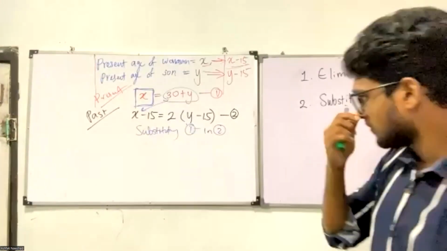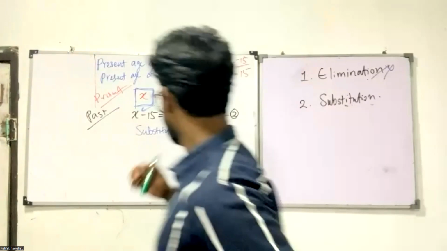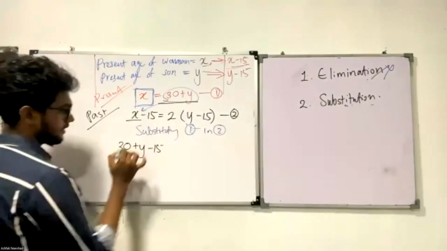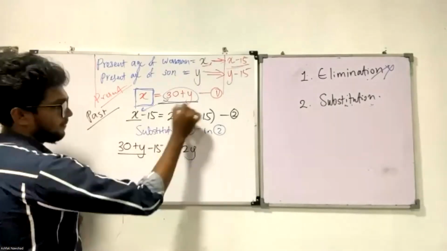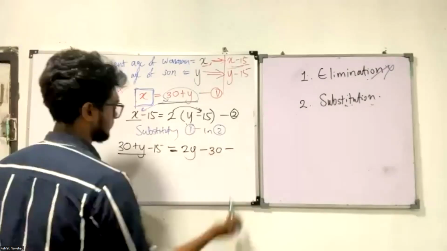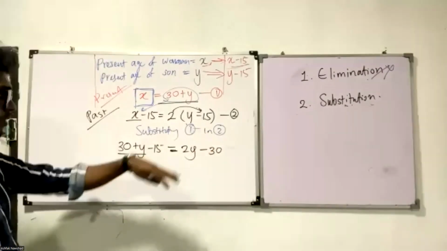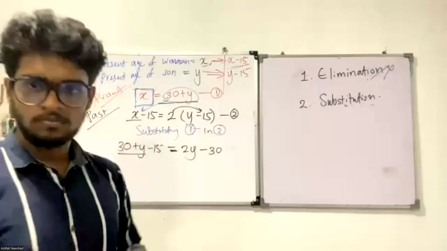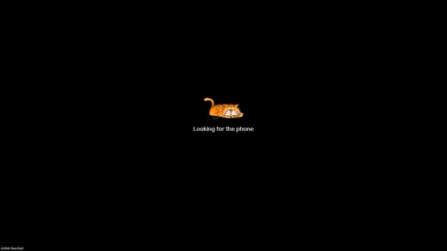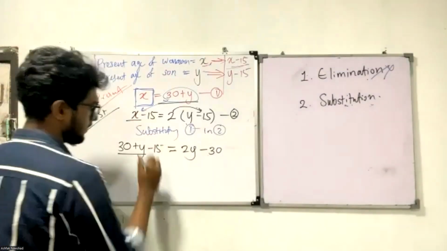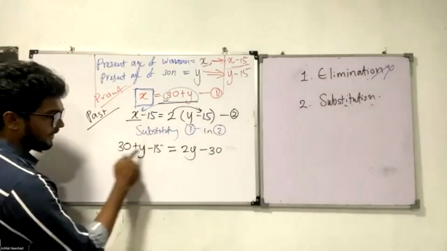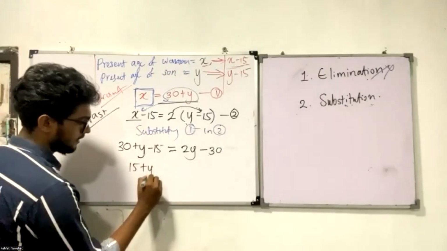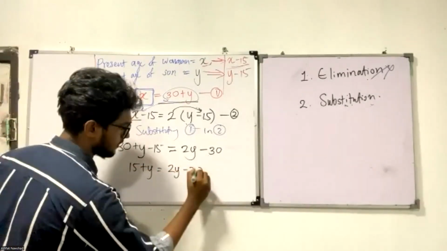When substituting x, I wrote 30 plus y minus 15 is 2 times y, it's 2y minus 2 times 15, minus 30. Right? So we have a simple equation now, a simple equation in terms of y. We are going to solve this. Here it's 30 minus 15, which is just 15, plus y is 2y minus 30.